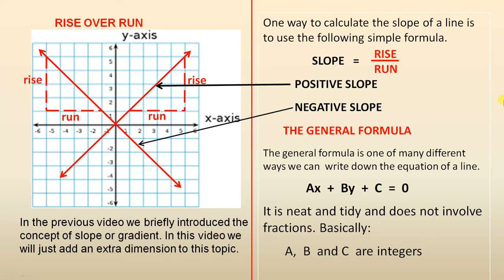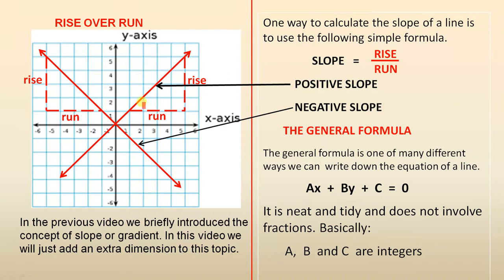Rise over run. In the previous video, we briefly introduced the concept of slope or gradient. In this video, we will just add an extra dimension to this topic. One way to calculate the slope of a line is to use the following simple formula. Slope equals rise over run.